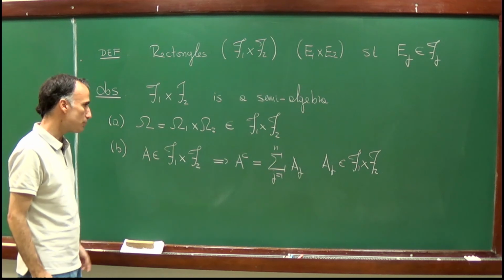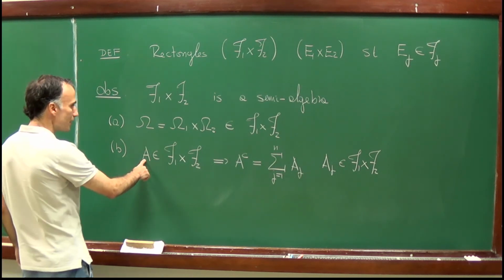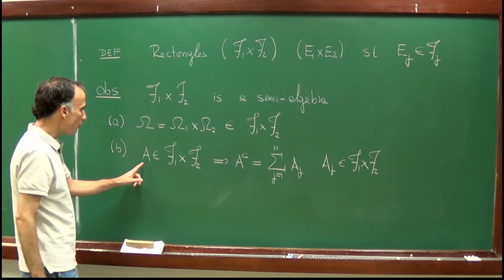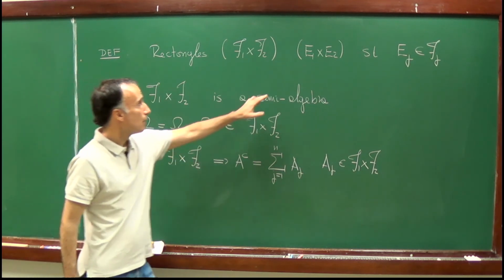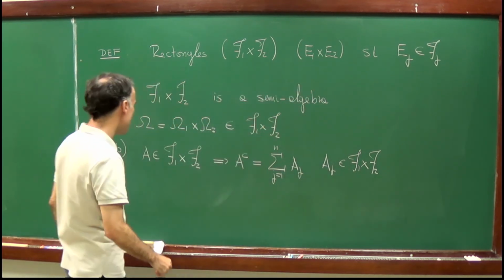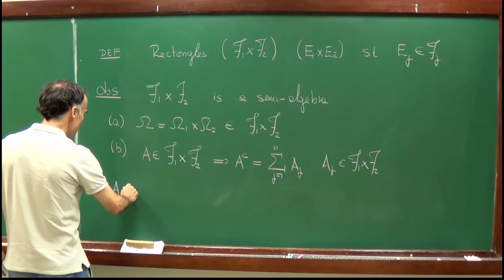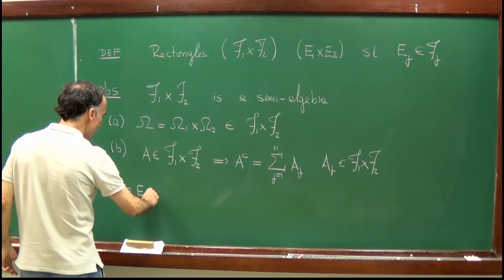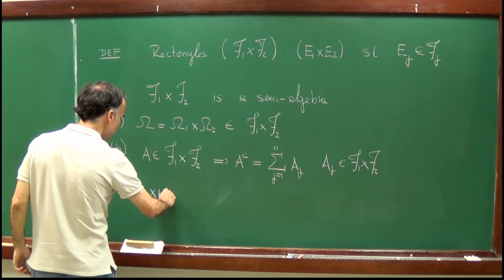So let's prove property B. Let's take an element A in F1 times F2. All elements of F1 times F2 are sets of the form E1 times E2. So I know that A is equal to E1 times E2.